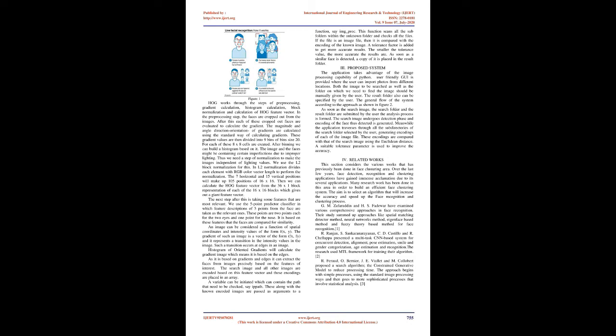The next step after this is taking some features that are most relevant. We use the 5-point predictor classifier, in which feature descriptions of 5 points from the face are taken as the relevant ones. These points are 2 points each for the 2 eyes and 1 point for the nose. It is based on these features that the faces are compared for similarity.